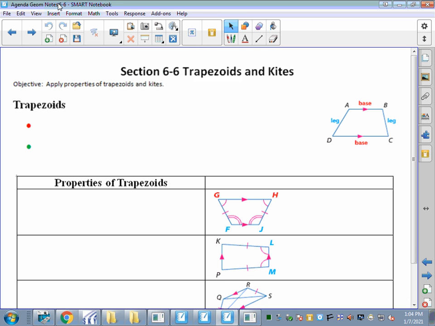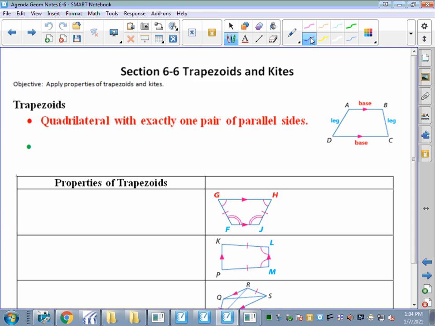So first of all, a trapezoid is a quadrilateral, so it's a four-sided figure, and it has one pair of parallel sides. We call the one pair of parallel sides the bases. We typically think of them as the bottom and the top, but I could rotate it and put it sideways. That'd be fine.